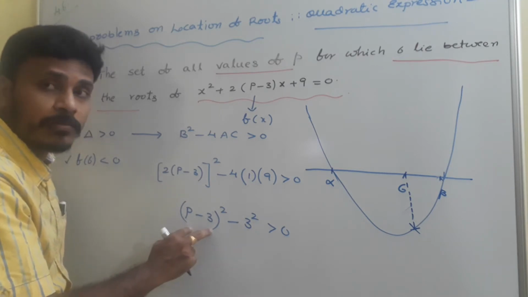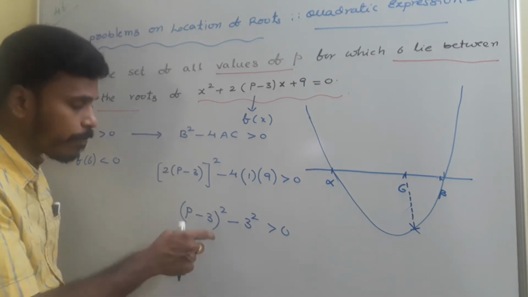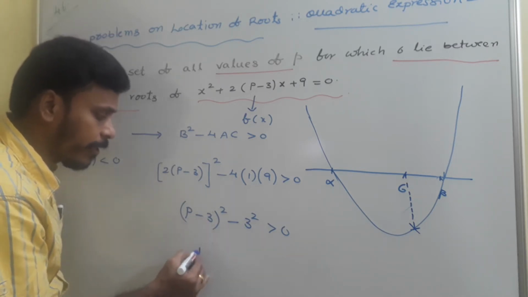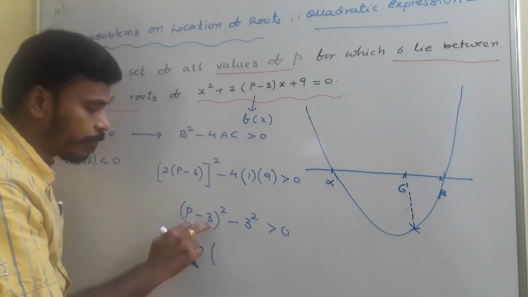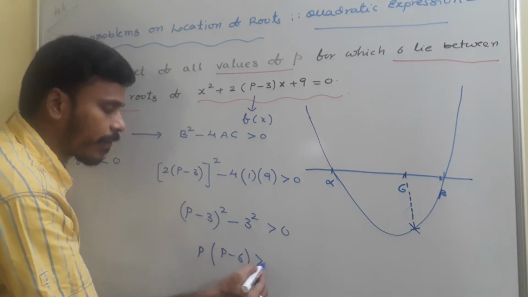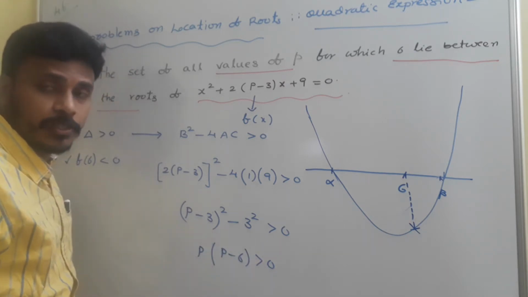So it is of the form a square minus b square, which is a plus b into a minus b. A plus b is p minus 3 plus 3, which is p, and a minus b is p minus 3 minus 3, which is p minus 6, greater than 0. So p into p minus 6 greater than 0.